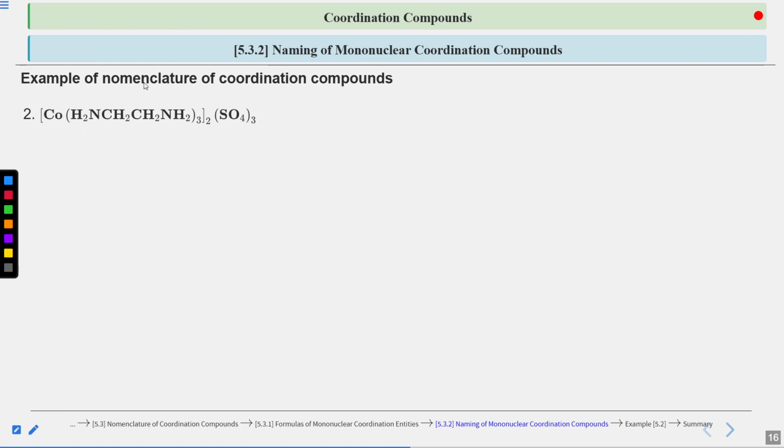Let's see the second example for the nomenclature. Cobalt, NH2CH2CH2NH2 whole thrice, whole twice, SO4 whole thrice. Now how do we do the nomenclature of this complex? Its name will be tris ethane 1,2 diamine. Now here dia is already in the name of the ligand, so that's why we are using tris as a prefix to indicate the number of the ligand, and 3 ligands are present. So tris ethane 1,2 diamine, cobalt in the +3 state, and sulfate ion.